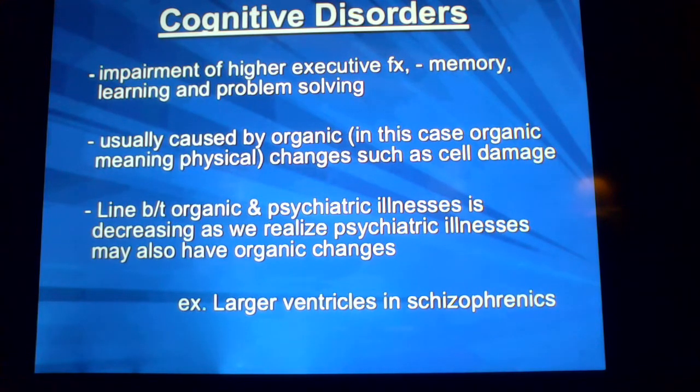Okay. Cognitive disorders are usually caused by organic changes such as cell damage. In other words, they can actually see cell damage in the brain of somebody with Alzheimer's disease and other cognitive disorders. But that is changing because now we realize that even in schizophrenia, there are organic changes in the brain, such as larger ventricles. Okay, the line between organic and psychiatric illnesses is decreasing as we realize psychiatric illnesses may also have organic changes.